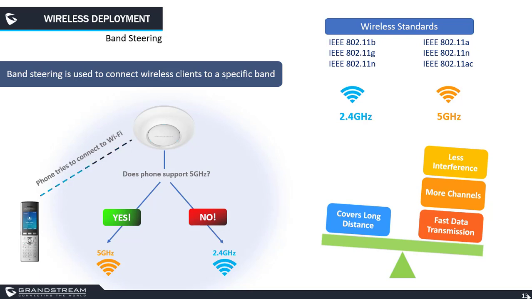Now that you understand the benefits of each band, you can decide which one to prioritize using the band steering feature. As a general rule, if wireless coverage is an issue, you want to go with the 2.4 gigahertz. However, if the wireless network is crowded, in other words, you have so many wireless devices in your environment, you definitely want to go with prioritizing 5 gigahertz.